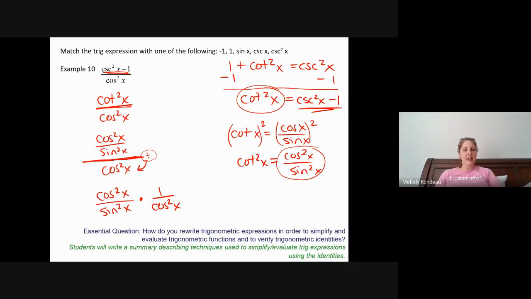When I do that, cancel, cancel, I get 1 over sine squared x, and we have the same problem again. My answer choices do not say 1 over sine squared x. Using the same strategy from before, this is a reciprocal for cosecant, and so I can say that is cosecant squared x. All right, let me circle that. There you go. Makes me feel better.